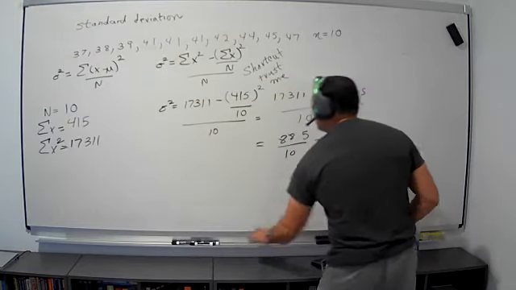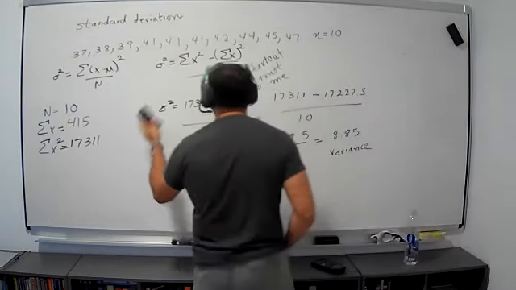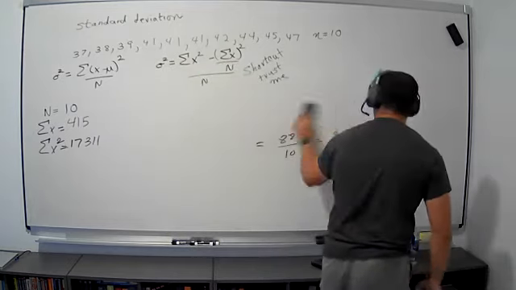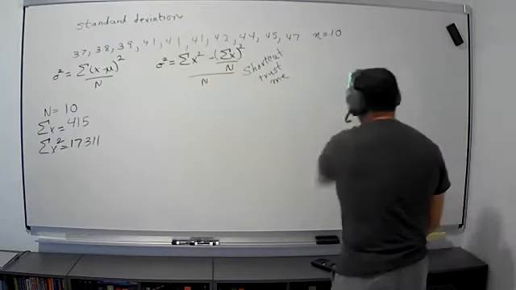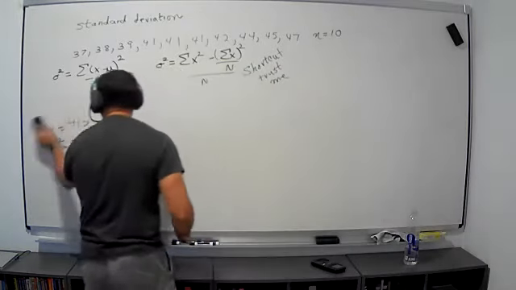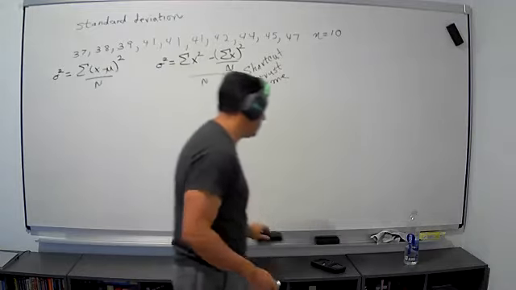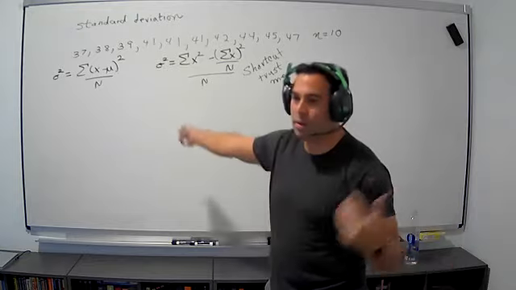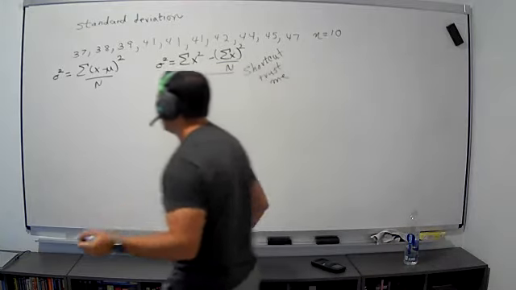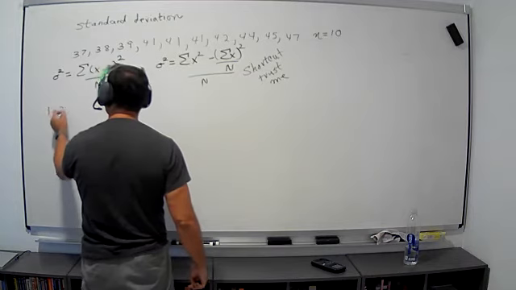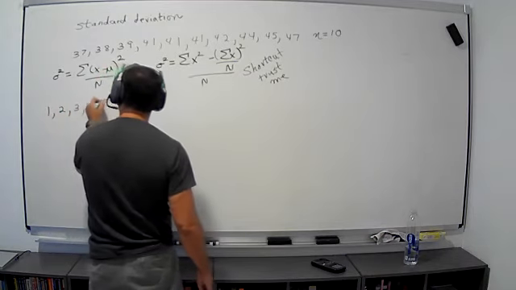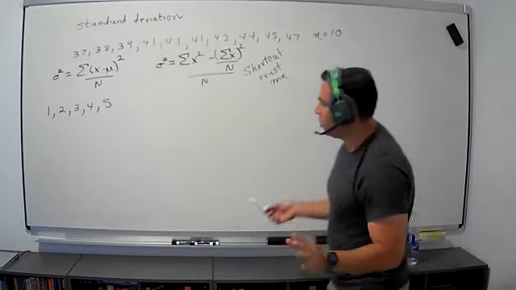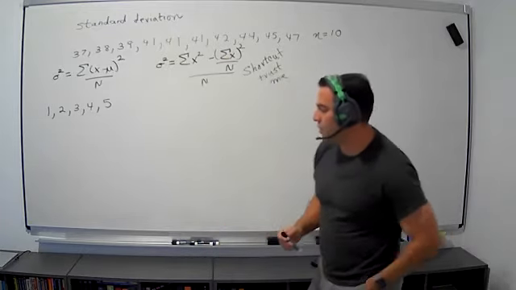All right, I'm going to go ahead and erase this, and we're going to do it now using both methods, the shortcut and the long cut. But I'm going to time myself, okay? And I'm going to pick very easy numbers. Most of the time, the more numbers there are, the better the shortcut becomes. So here are the numbers I'm going to pick: 1, 2, 3, 4, and 5. All right. So let's figure out the mean for that. I'm going to go ahead and time myself.